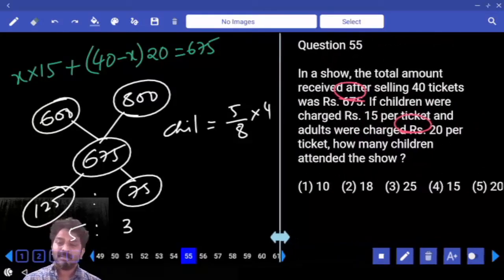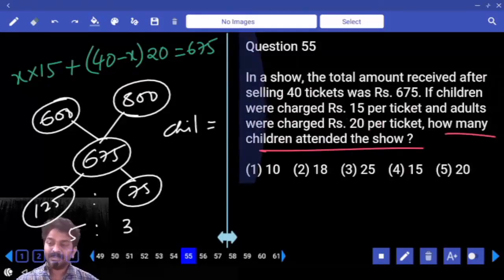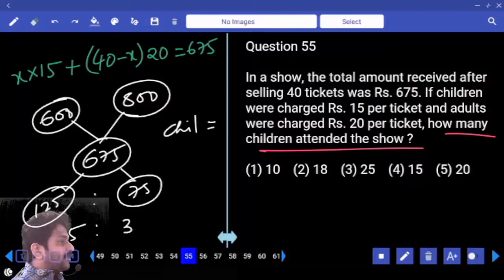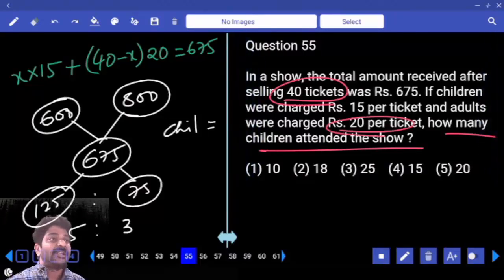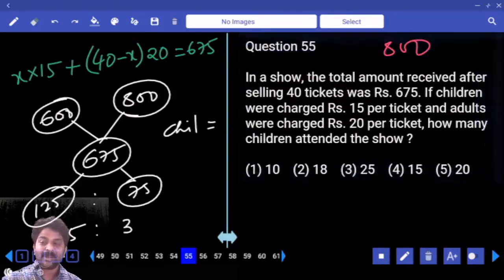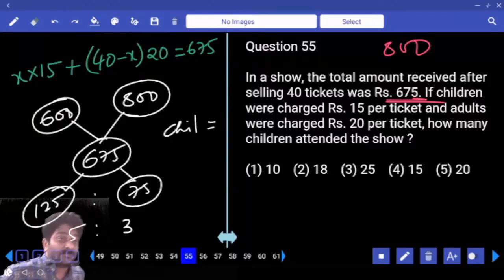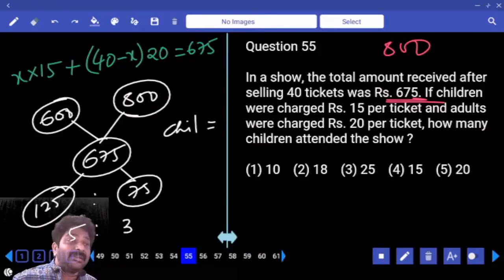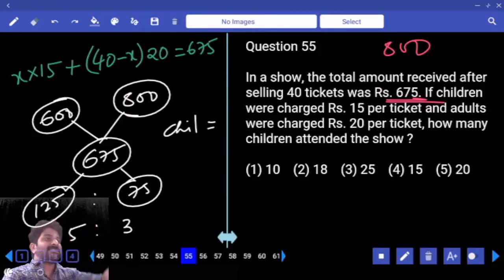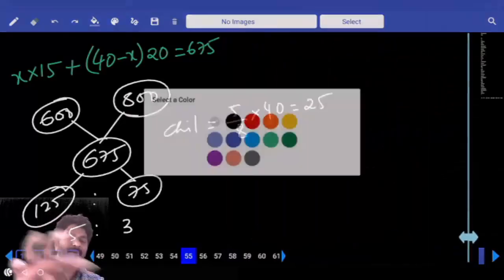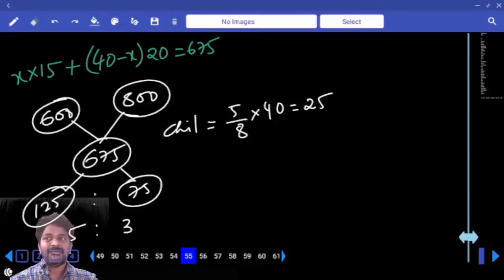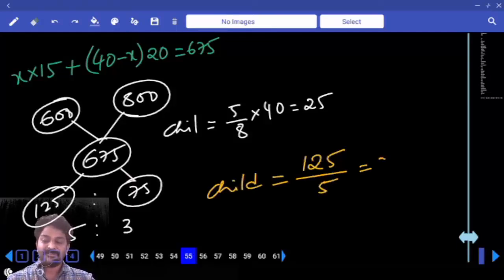Now another method, a beautiful one. That is reverse. What is your question? How many children are there? So assume the opposite, that there are no children, then all are adults. How many adults are there? 40. And from each adult how much is charged? 20. So 40 into 20, the collection would be 800. But how much is given in the question? 675. How much more did we get? 125. Why did we get 125 more? Because there are a few children available that we converted to adults. If you convert one child to one adult, how much more does the value increase by? 5. Correct. So if you convert one child, the amount increase is 5 rupees, but the total increased amount we got is 125. So the number of children is 125 divided by 5, which is 25.